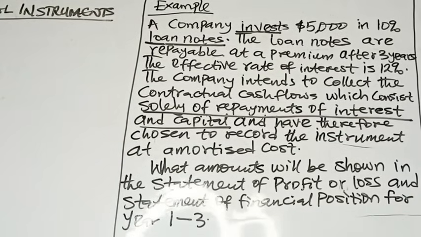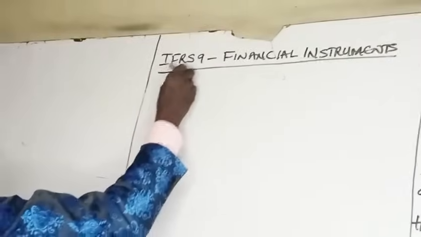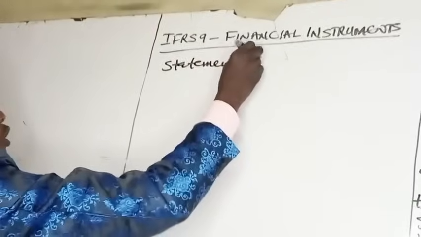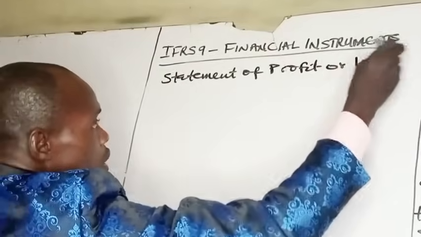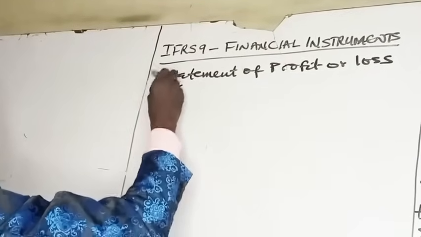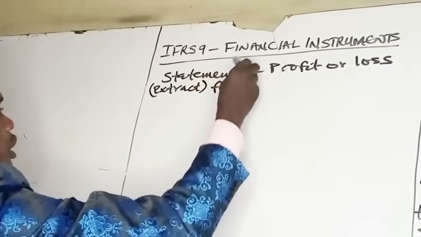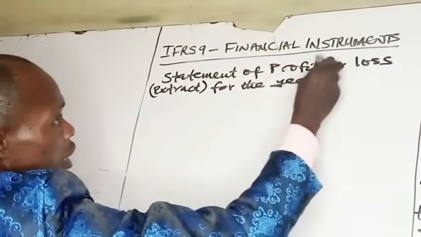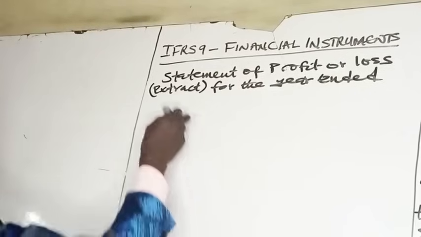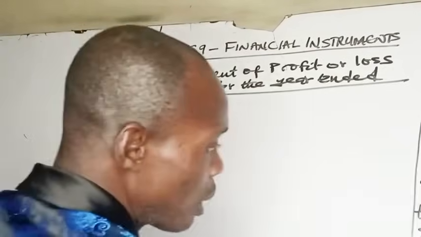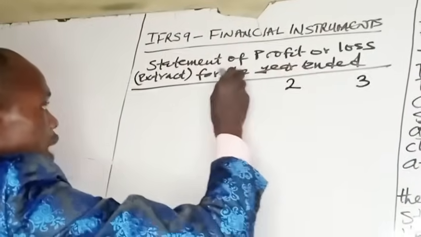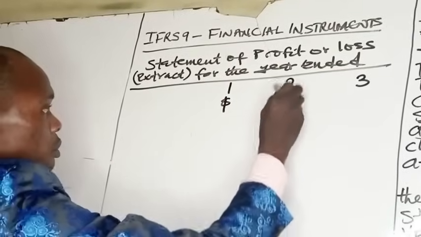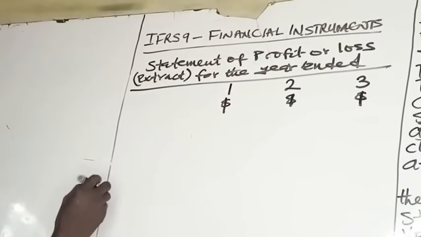Now, let's have the statement of profit or loss extract for the year ended. We have 3 years, because for a statement of profit or loss and statement of financial position you need years 1 to 3. So now let's have year 3, year 2, and year 1. Now, let's have workings.